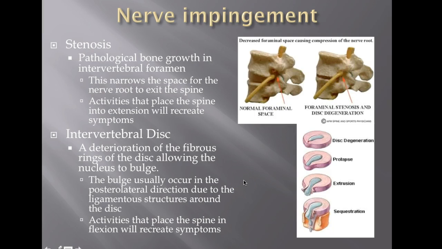The next is our disc bulge. As you can see here, we have different severities of a disc bulge. You can start from prolapse to extrusion and eventually to sequestration. And this is when the nucleus pulposus can actually come out of the disc.